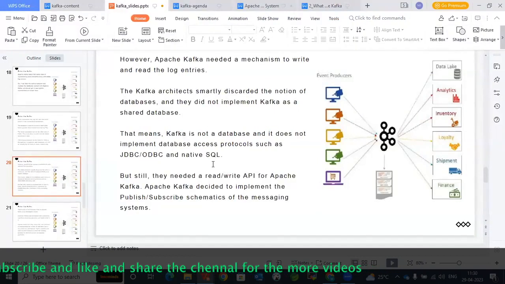That's all, guys. Now you understood why Apache Kafka. Okay. Now let's see what Kafka is. How many kinds of Kafka installations are available in the market now?